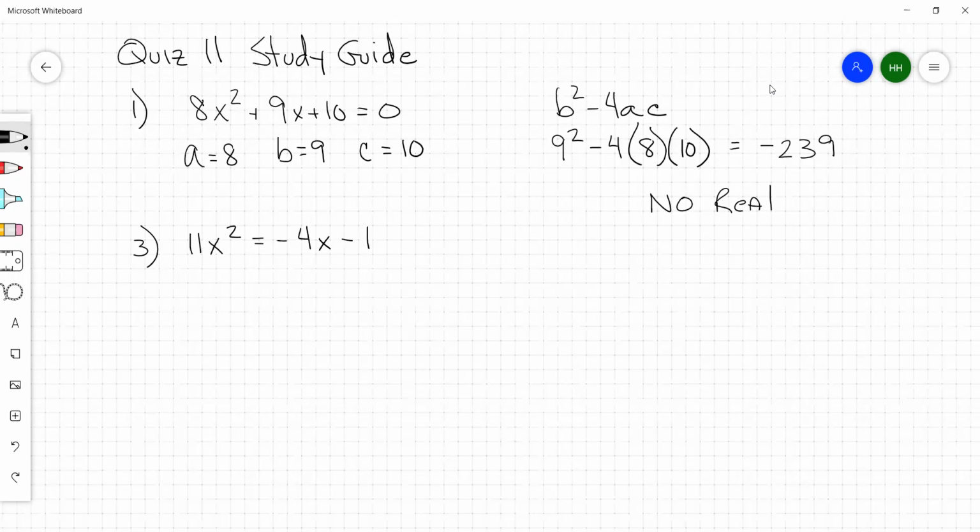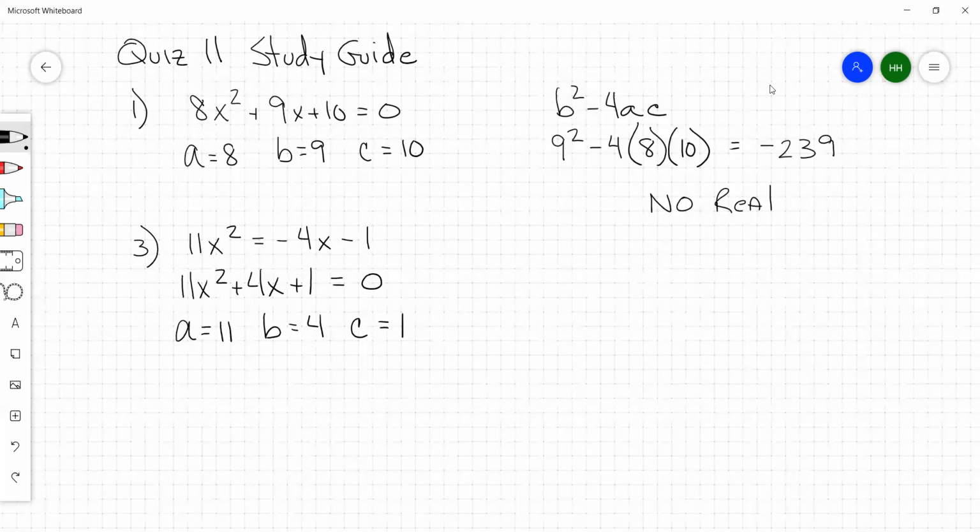This negative 4x and this negative 1 have to go to the other side of the equal sign. And you can just move them to the other side of the equal sign if you change their signs. So we're going to rewrite this as 11x squared plus 4x plus 1 equal to 0. And our a is equal to 11, our b is equal to 4, and our c is equal to 1.